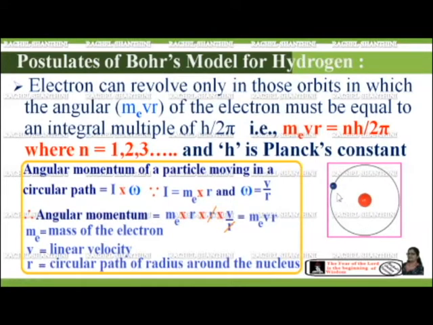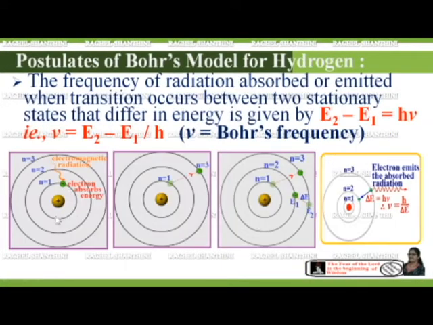When an electron remains in a particular orbit, it does not lose or gain energy. This means the energy of the electron in a particular orbit remains constant. So these orbits are called stationary states.